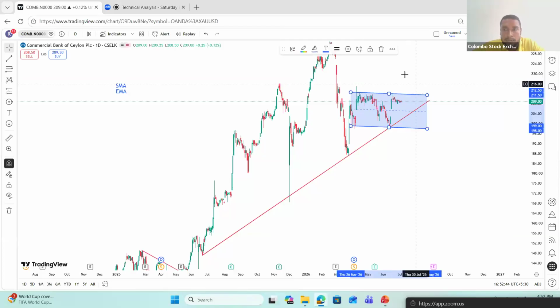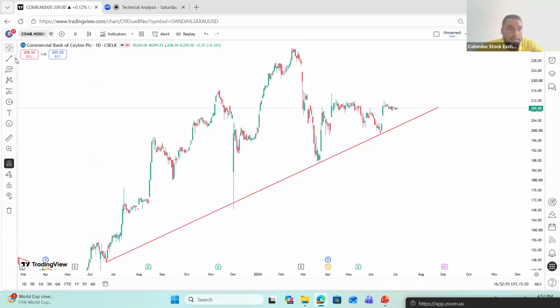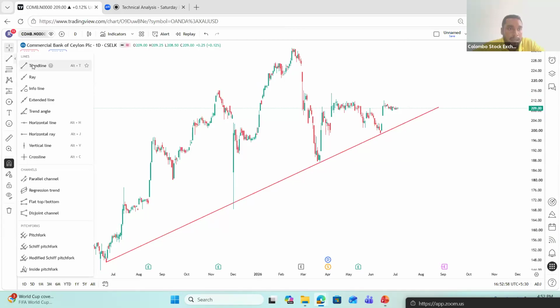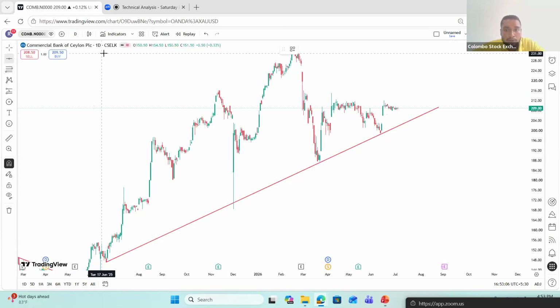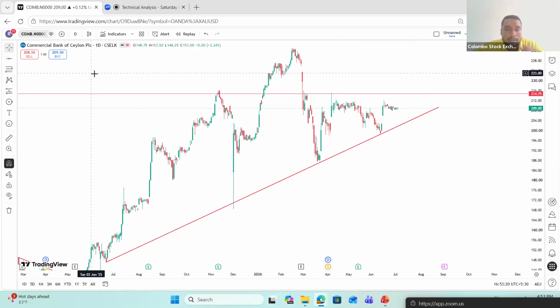For horizontal levels on the charts, you manually select places. You can go to the trend lines, the second tab, and select horizontal line or horizontal ray. Both are fine. If you select horizontal line, you can draw horizontal lines from where you see some price reactions. Right now I see price reactions around this level. This is a resistance because price has rejected from this level when the price approached it, right? Here the price has broken out from that level.